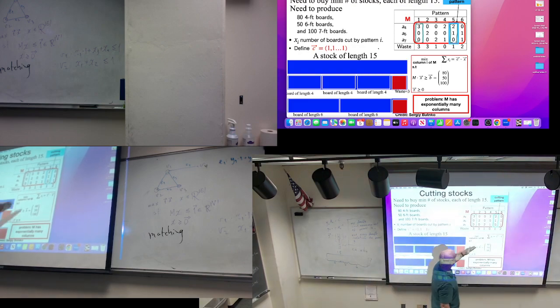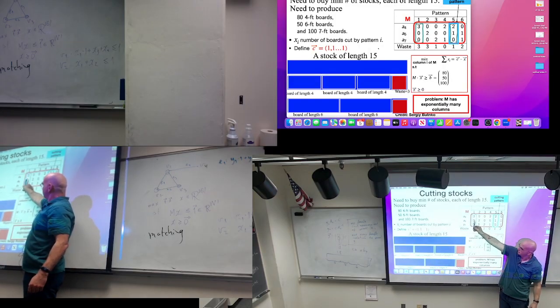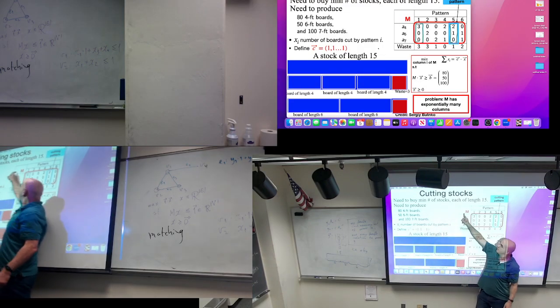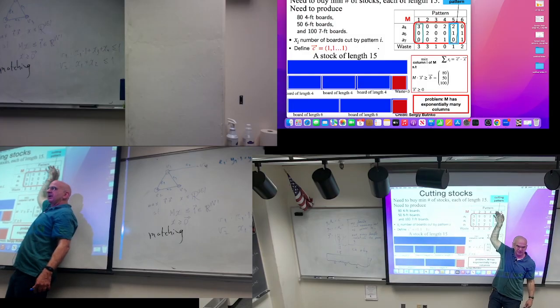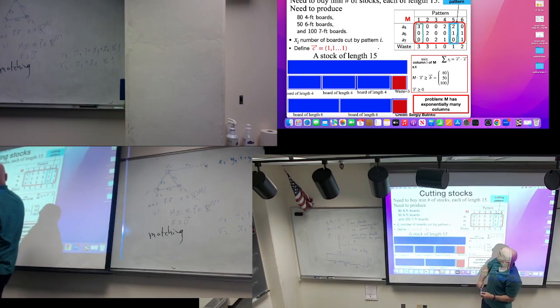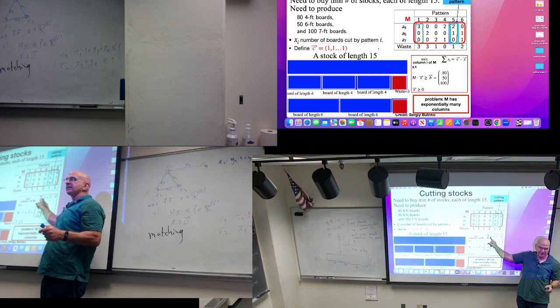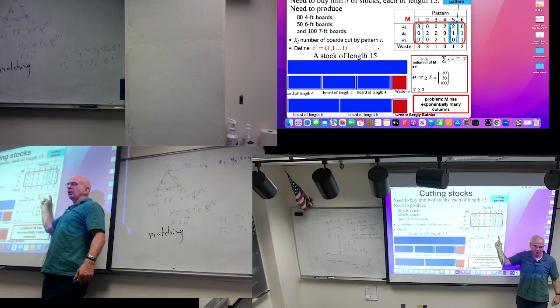So what do I do with these cutting patterns? I want to decide how many of the boards I will cut based on pattern 1, which I'll define as x1. x1 is how many boards are cut based on pattern 1. x2 is how many boards are cut based on pattern 2, dot, dot, dot, all the way up to as many patterns as I have. And I'm trying to minimize the sum of the xi's, because every long stock of 15 costs me $1.